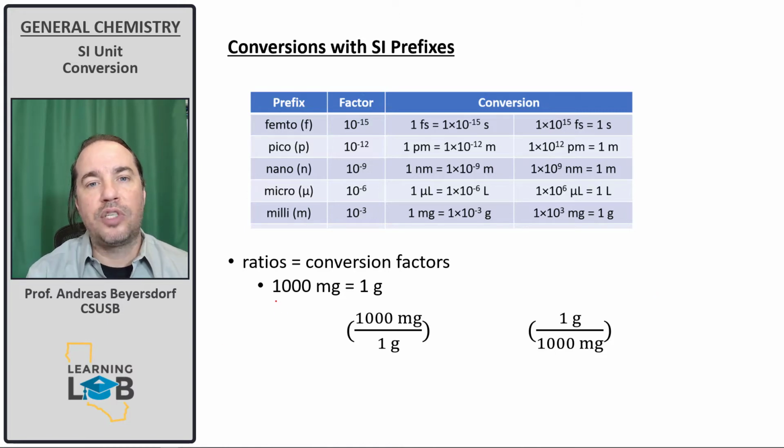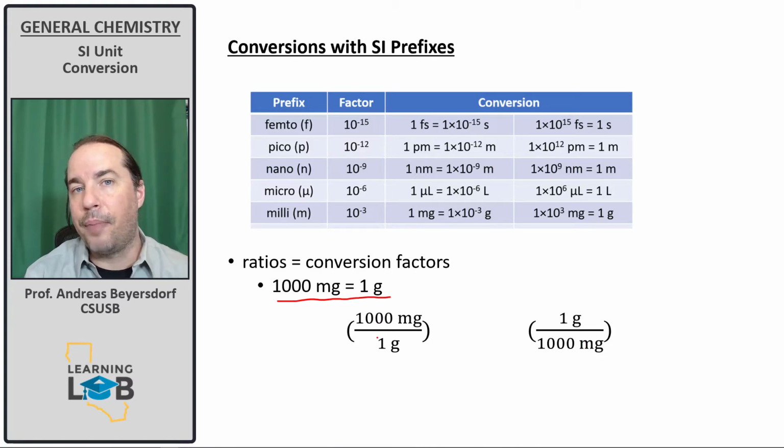So we said that 1,000 milligrams equals 1 gram. So we can take 1,000 milligrams over 1 gram or 1 gram over 1,000 milligrams. Seeing that the top and the bottom are equal to each other, both of these conversion factors are equal to 1. And so we can take a measurement we made in one unit, multiply by this conversion factor, and figure out the measurement in the other unit. That's okay because all we're doing is multiplying by 1. Let's look at this in action.